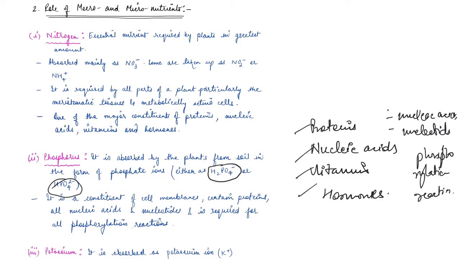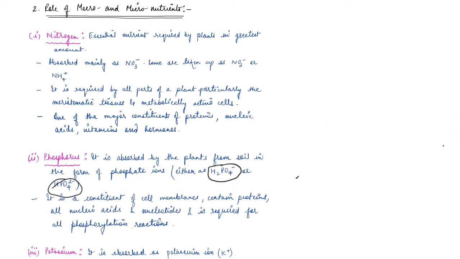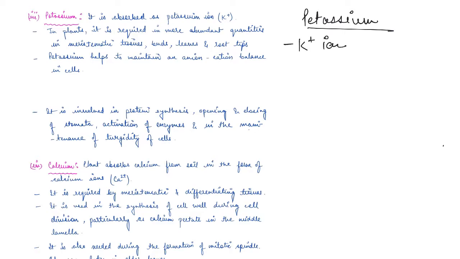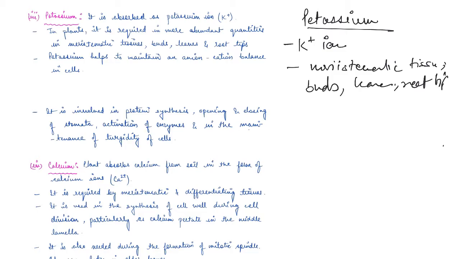Now the next element is potassium. Potassium is absorbed as the K plus ion, and it is required in abundant quantity in meristematic tissues. Then you have buds, leaves, and root tips.